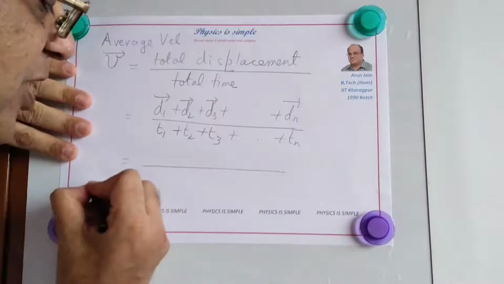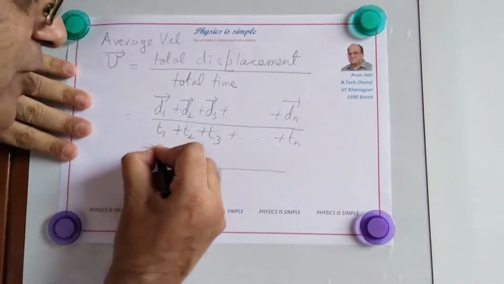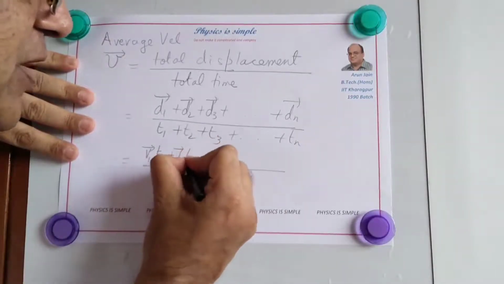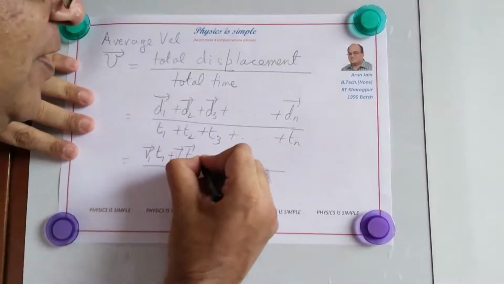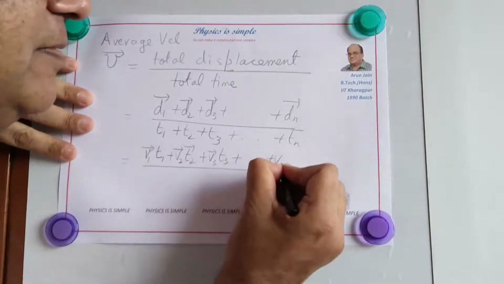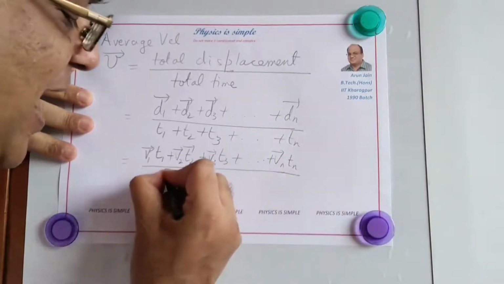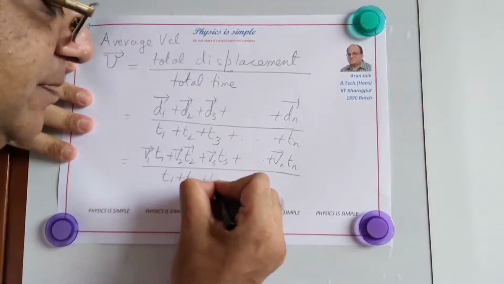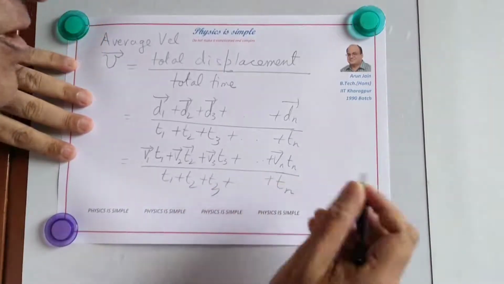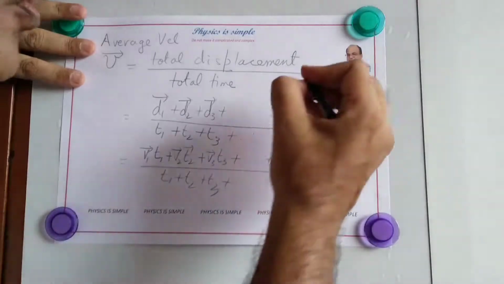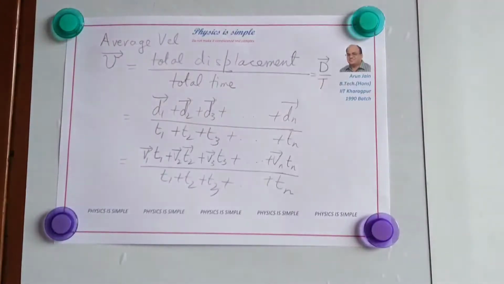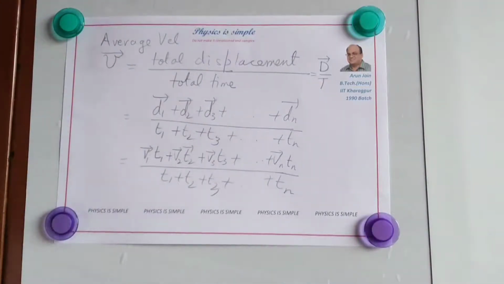So each displacement will be its velocity into the time for that displacement. So v1 t1 plus v2 t2. This is the displacement 2. Same way v3 t3 plus vn tn. And we divide by the total time. Then we get what is called average velocity. So average velocity is total displacement, we can call it capital D vector, by total time, capital T. So this is the definition of average velocity.